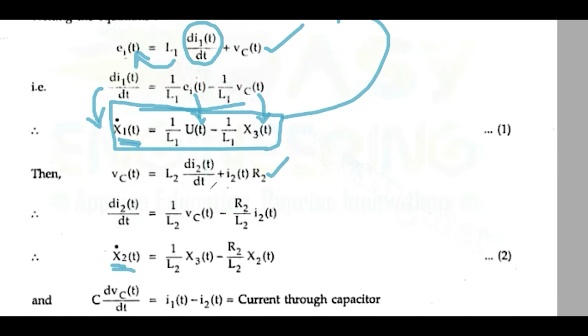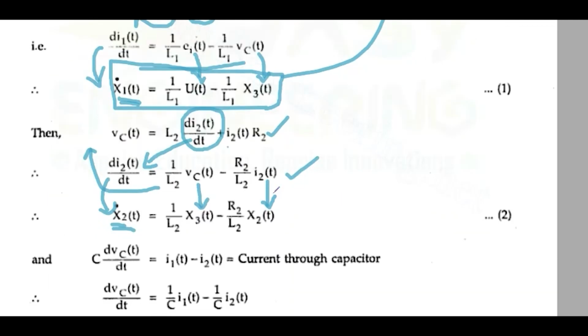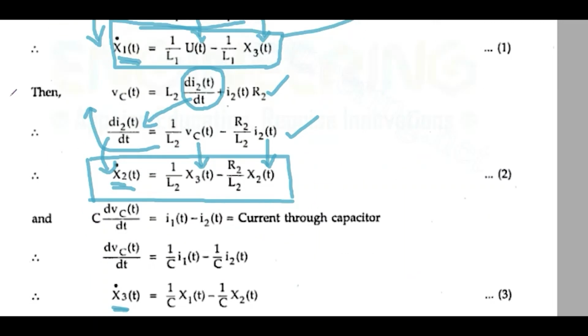From this, again I am having a differentiation term here. This can be kept on the left hand side and all the other parameters can be transferred to the other side. So I am obtaining this expression. From this, I can write x2 dot, and Vc can be written as x3 and I2 is written as x2. This total equation is considered as equation number 2.